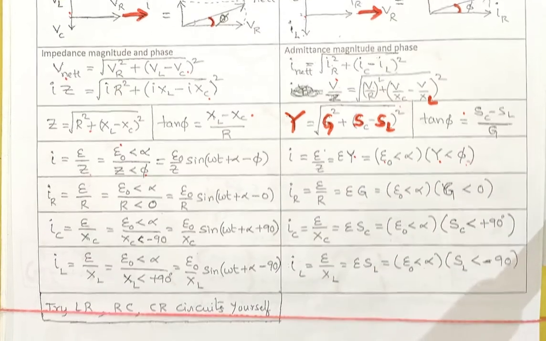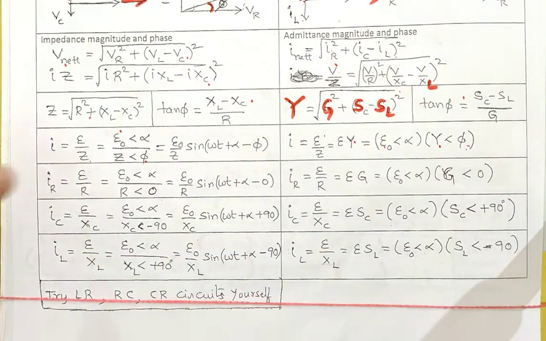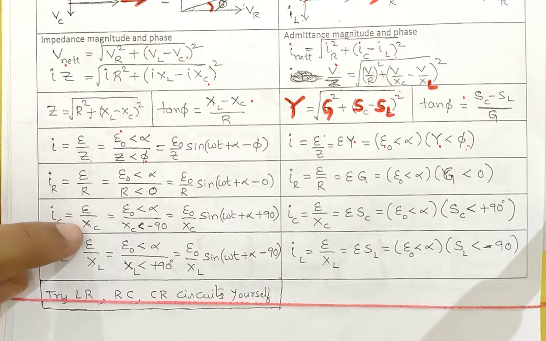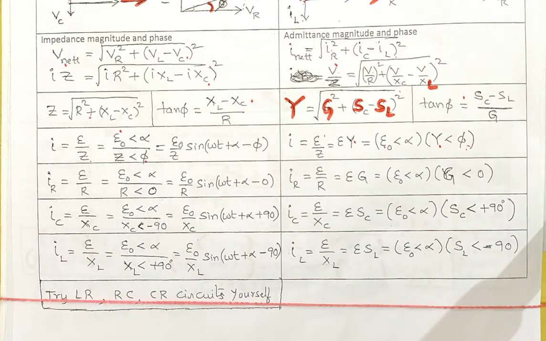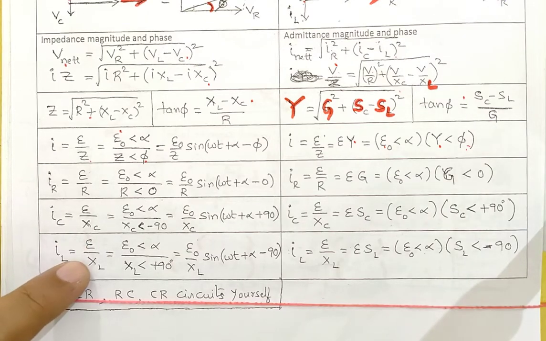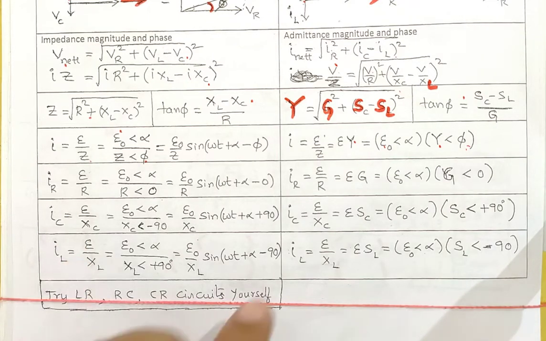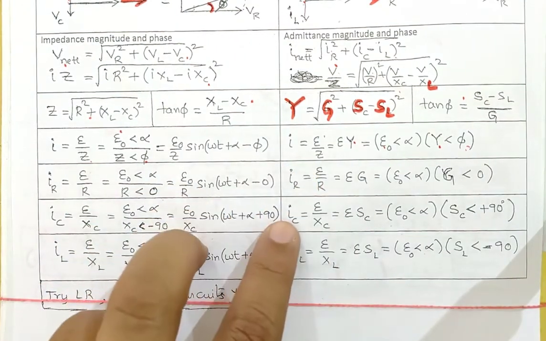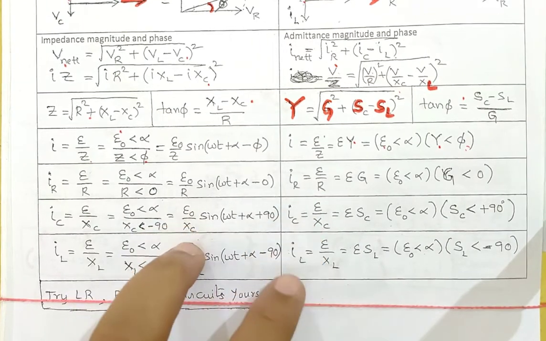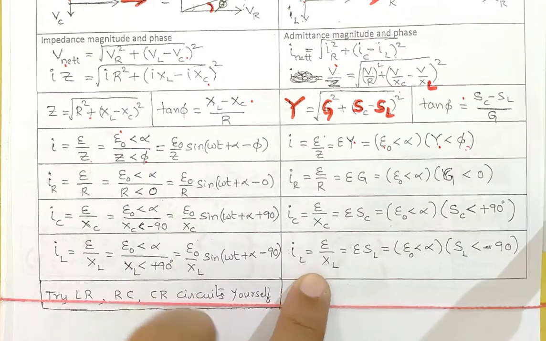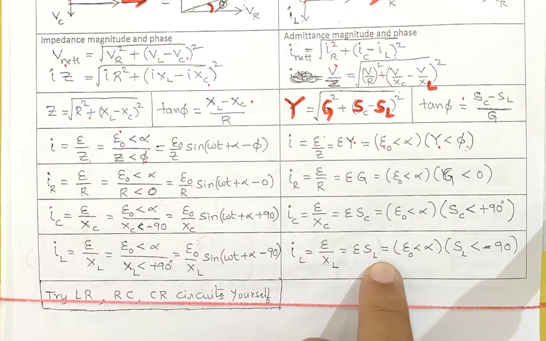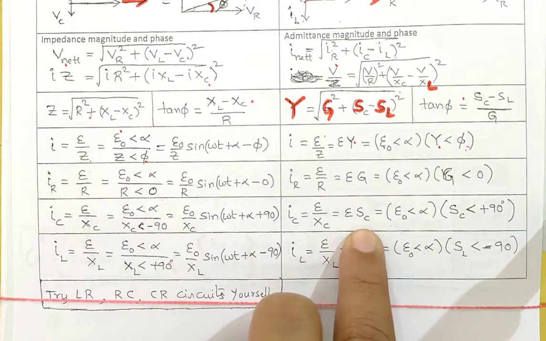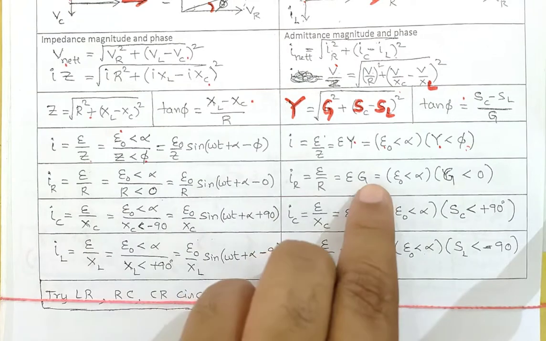In that way, current in resistor, instead of EMF by impedance, you write EMF by resistance. Current in capacitor, EMF by capacitive reactance. Current in inductor, EMF by inductive reactance. One by inductive reactance we call inductive susceptance. One by capacitive reactance we call capacitive susceptance. One by resistance we call conductance.